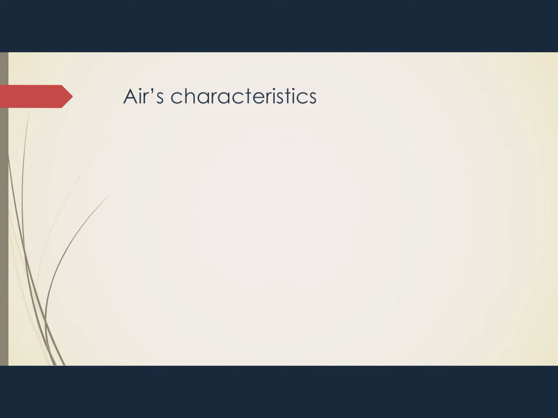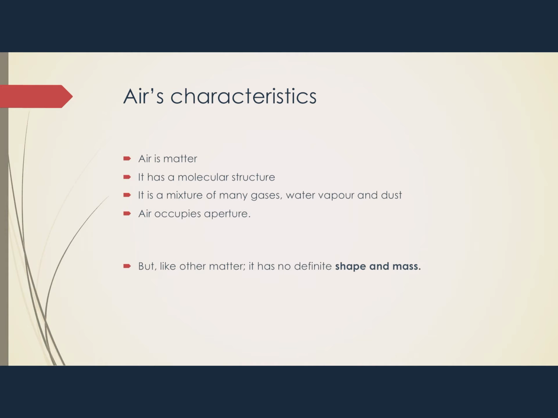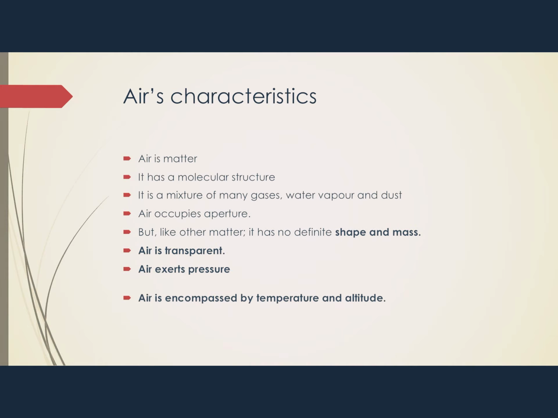Characteristics of air. Air is a matter and it exhibits all the properties of matter. Some of the important properties of air are: Number 1. Air has mass. Number 2. Air occupies space. Number 3. Air is transparent and we can see through it. Number 4. Air exerts pressure. Number 5. Air is affected by temperature and altitude too.